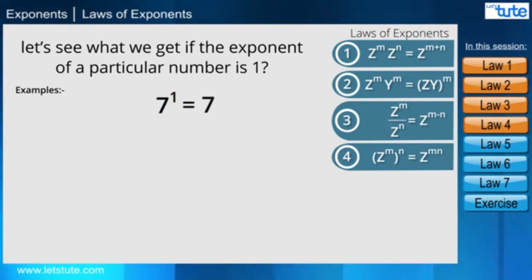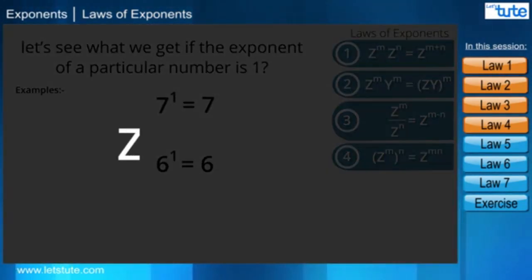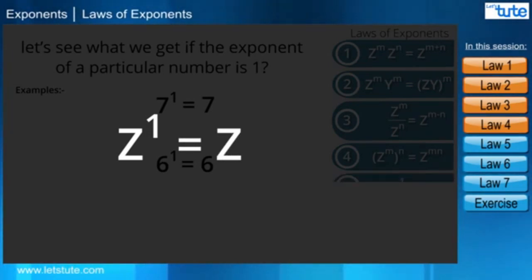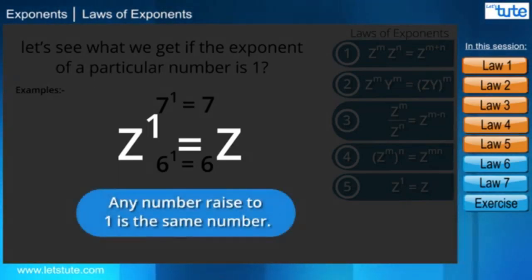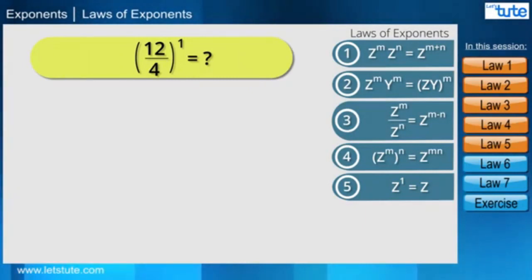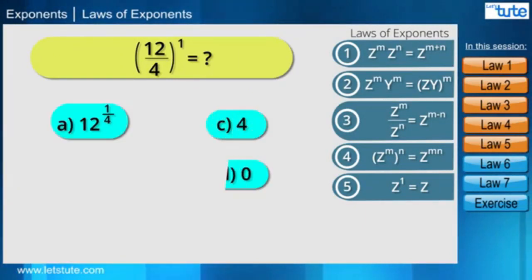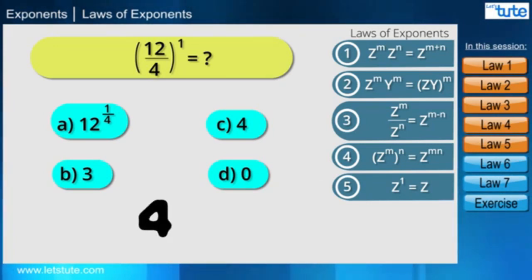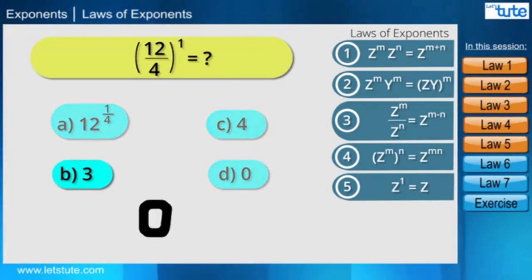Let's take another example. So here in general we can see that z raised to the power 1 is equal to z. So this is our fifth law of exponent. That is, any number raised to the power 1 is the same number. What will be 12 divided by 4 raised to the power 1? It will be 3.